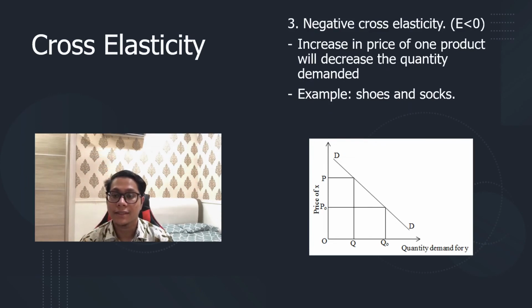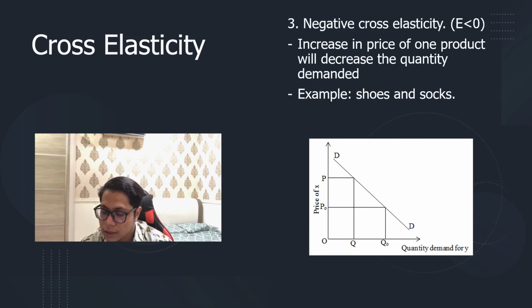Number 3, negative cross. It means an increase in price of one product will decrease the quantity demanded of the other. For example, shoes and socks. In the graph, we can see if the price of X increases, the quantity demanded for Y will decrease. For example, if the price of shoes is increased, the quantity demanded for socks is decreased, because we wear shoes with socks.